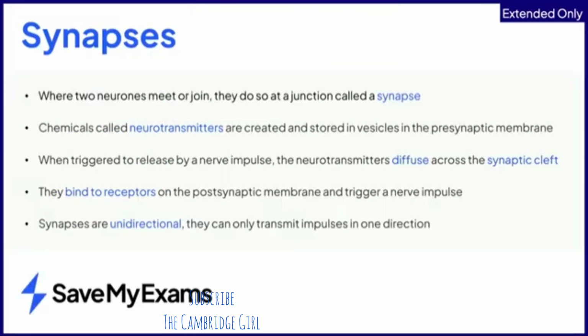In summary, a synapse is a gap between two neurons. Chemicals called neurotransmitters are created and stored in structures called vesicles, which are found in the presynaptic membrane. When an electrical impulse reaches the end of the neuron, it causes the neurotransmitters to be released, and they diffuse across the synaptic cleft. When they reach the postsynaptic membrane, they bind to receptors in the membrane. This triggers a nerve impulse in the second neuron. Synapses are unidirectional, meaning they only transmit impulses in one direction.